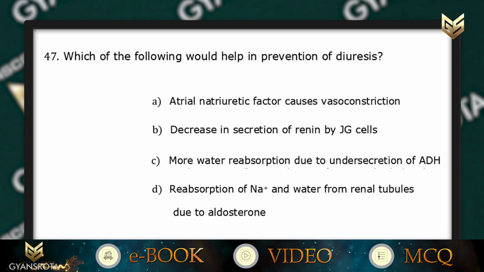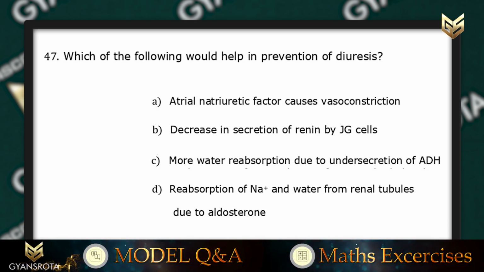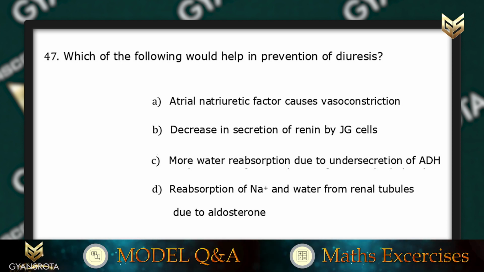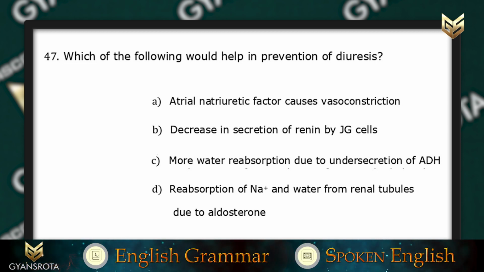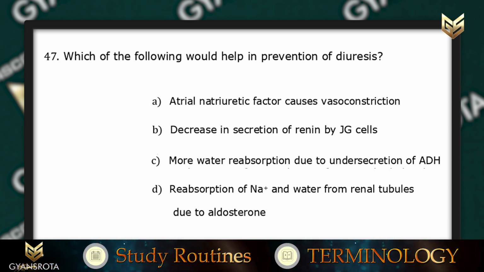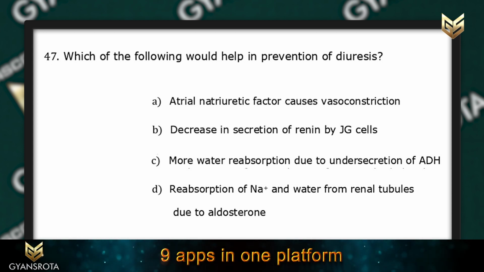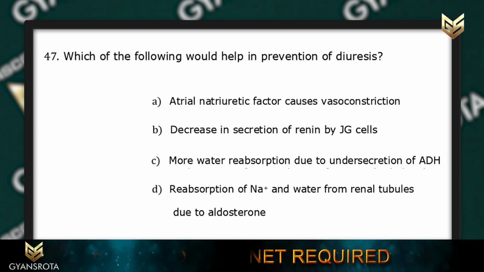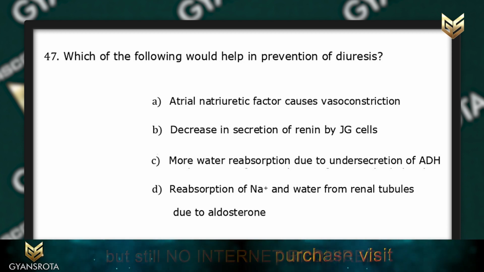Which of the following would help in prevention of diuresis? Option number A, atrial natriuretic factor causes vasoconstriction. Option number B, decrease in secretion of renin by JG cells, that is juxtaglomerular cells. Next is option number C, more water reabsorption due to under secretion of antidiuretic hormone. And the last is reabsorption of sodium ion and water from renal tubules due to aldosterone.